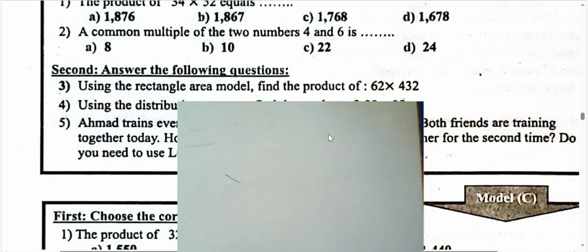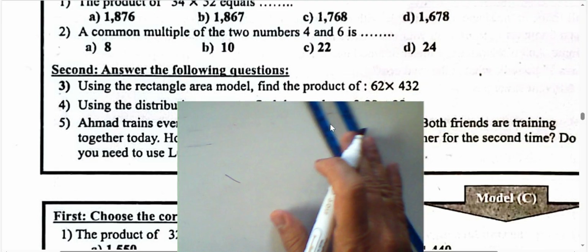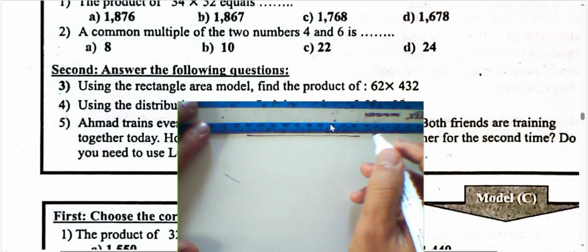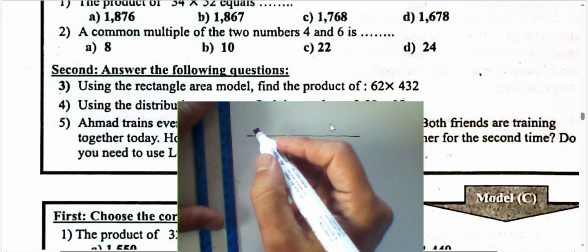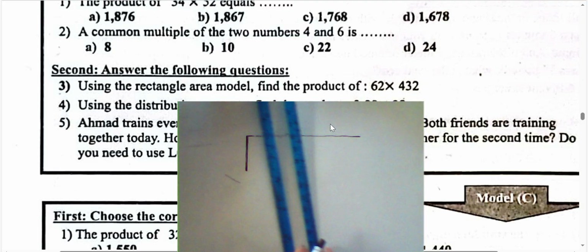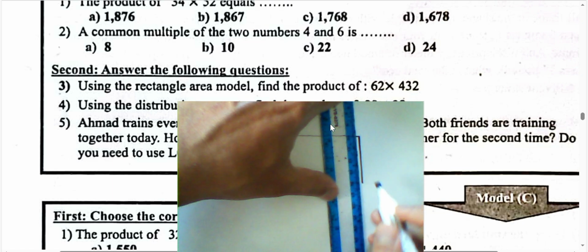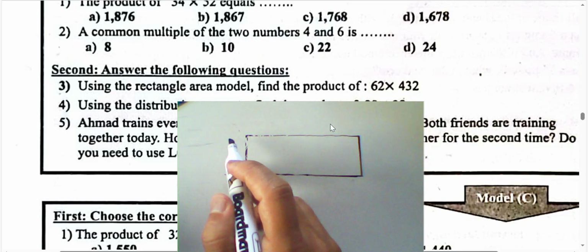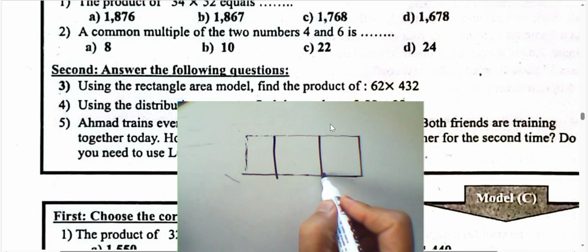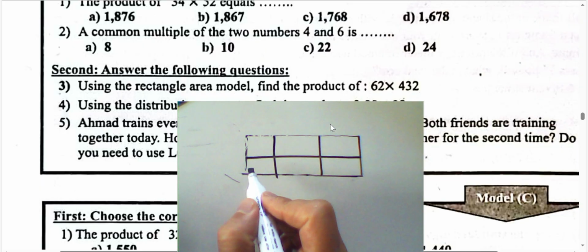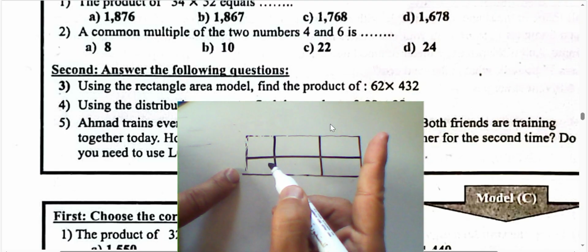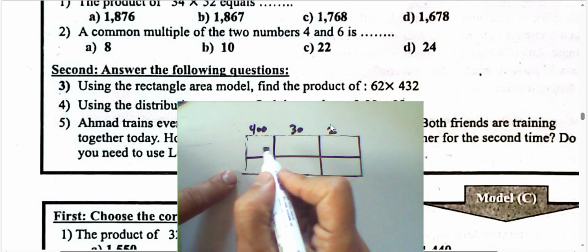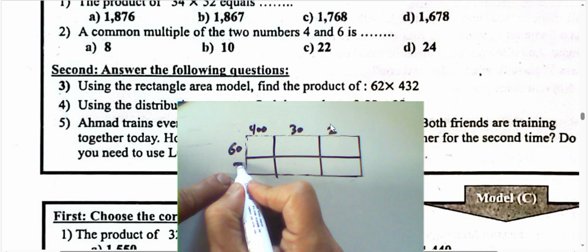Question number 3, using the rectangle area model to find the product of 62 and 432. Okay, we have a number with 3 digits and the other with 2 digits, so we can divide this area of rectangle into 3 parts vertically and 2 parts horizontally, like this. Here the first number 432, write in expanded form 400 plus 30 plus 2, and the second number 60 plus 2.